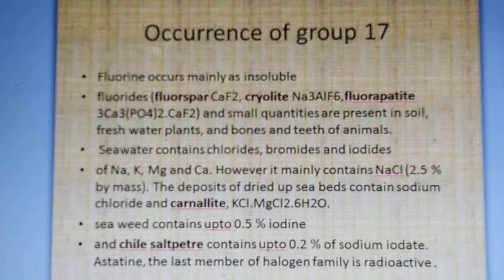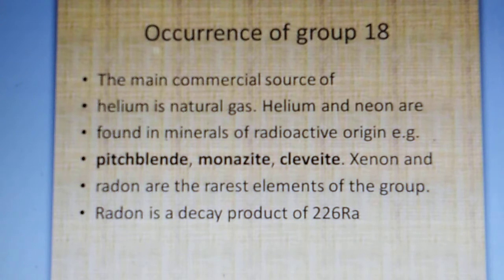If we continue with group 18, the main commercial source for group 18 is helium. Helium is a natural gas. Helium balloons we already know. Helium and neon are found in minerals of radioactive origin: pitchblende, monazite, cleveite. Then xenon and radon are the rarest elements of the group. Radon is the decay product of radium Ra-226, so it is radioactive.